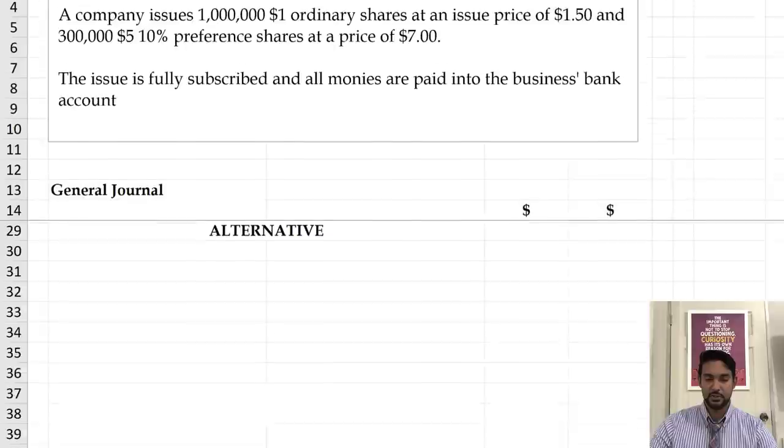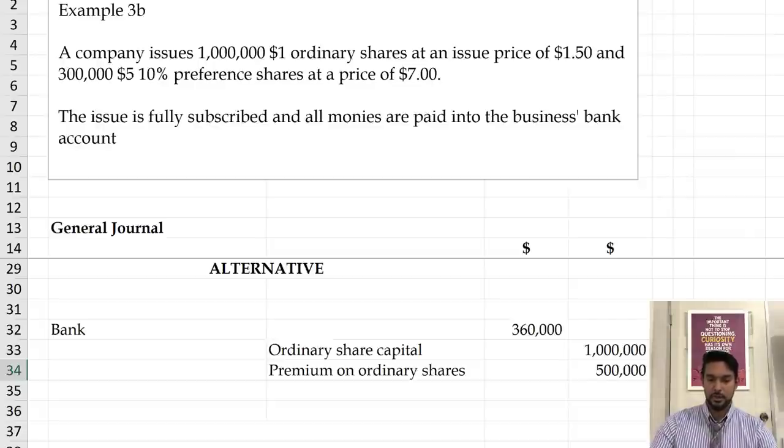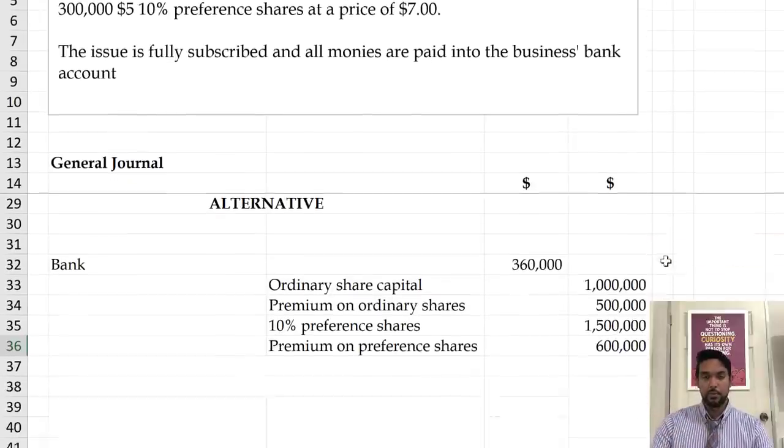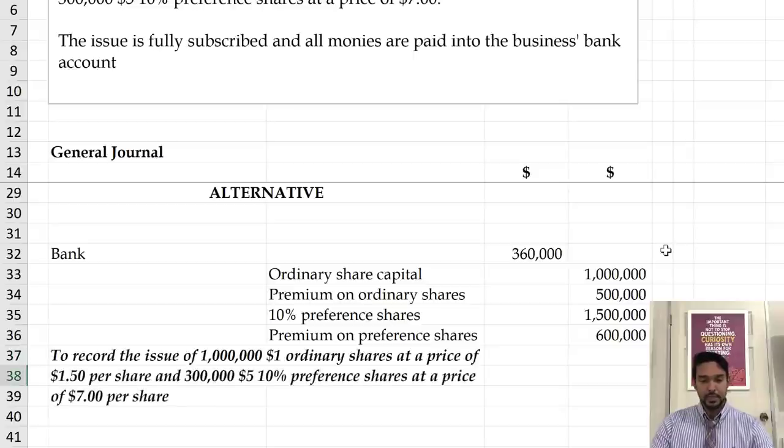And the alternative, right, so the alternative is the compound entry, so one entry for everything. Also, ordinary share capital. Now, the order in which you list these things does not matter terribly in terms of the credits. You can put the ordinary share capital and the preference shares first, followed by the premiums second. Or you can put everything pertaining to ordinary shares first and then preference shares second. But once you have the correct items in the credit column and the correct values, you should be fine. Okay, so slightly longer narration, of course.